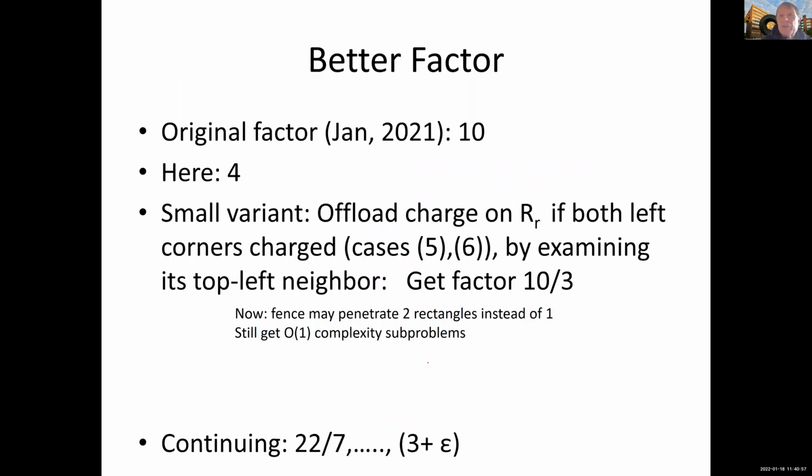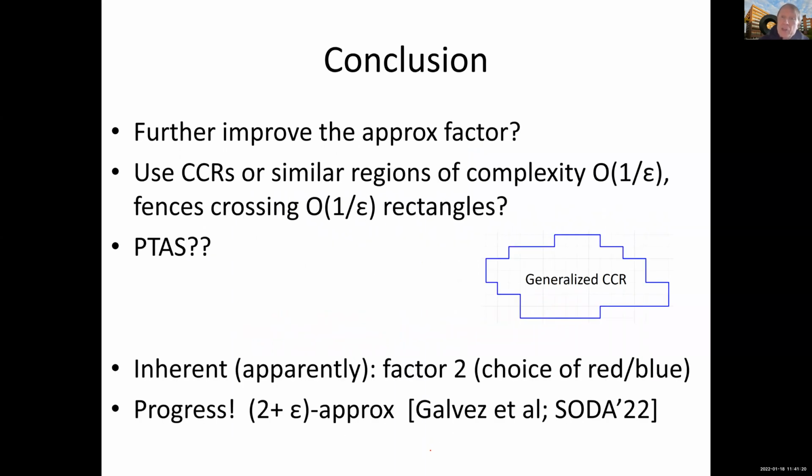Can we do a better factor? Well, originally I had a more complex case analysis with more CCRs, and it was a factor 10. Here we just gave a simple factor 4. With a small variant of this, you can improve this by just having fences go a little bit further and doing a little more care, and you get 10/3. That improves to 22/7 and eventually to 3 plus epsilon. In fact, you can do even better. There's been recent progress that you can get a 2 plus epsilon approximation. You may have seen that just recently presented at SODA.